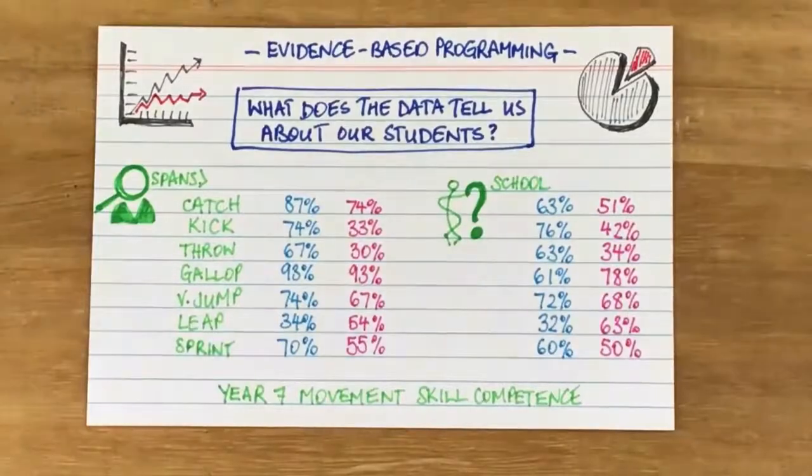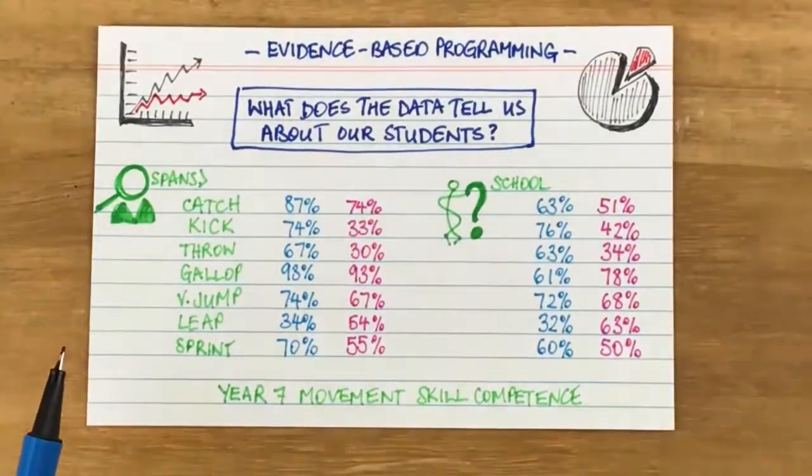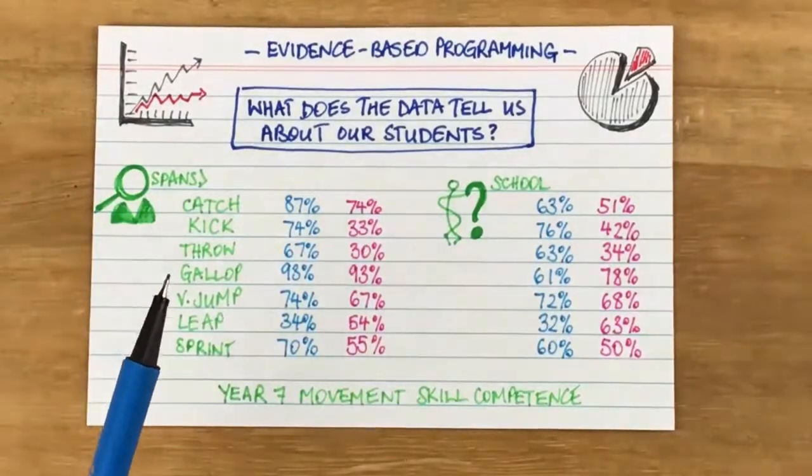So that was an example for the health space, but you can also use exactly the same process when it comes to planning your movement units of work. So here we've got some data that we've pulled out of the SPANS report, which is a New South Wales-based sport, physical activity and nutrition survey.